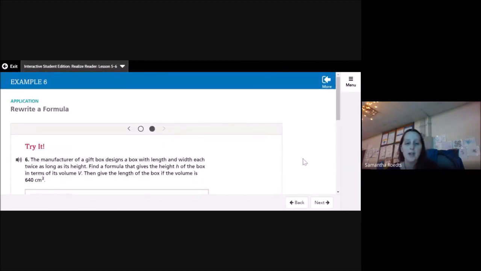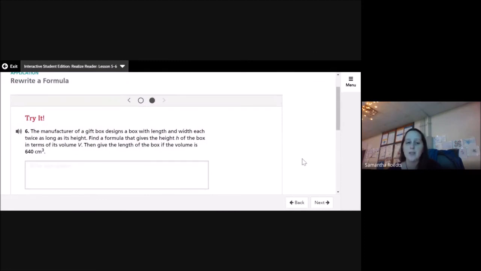All right, so let's try it. The manufacturer of a gift box designs a box with length and width each twice as long as its height. Find a formula that gives the height h of the box in terms of its volume v. Then give the length of the box if the volume is 640 centimeters cubed. So I'm finding the volume of a box. So a box volume equals the length times width times height.